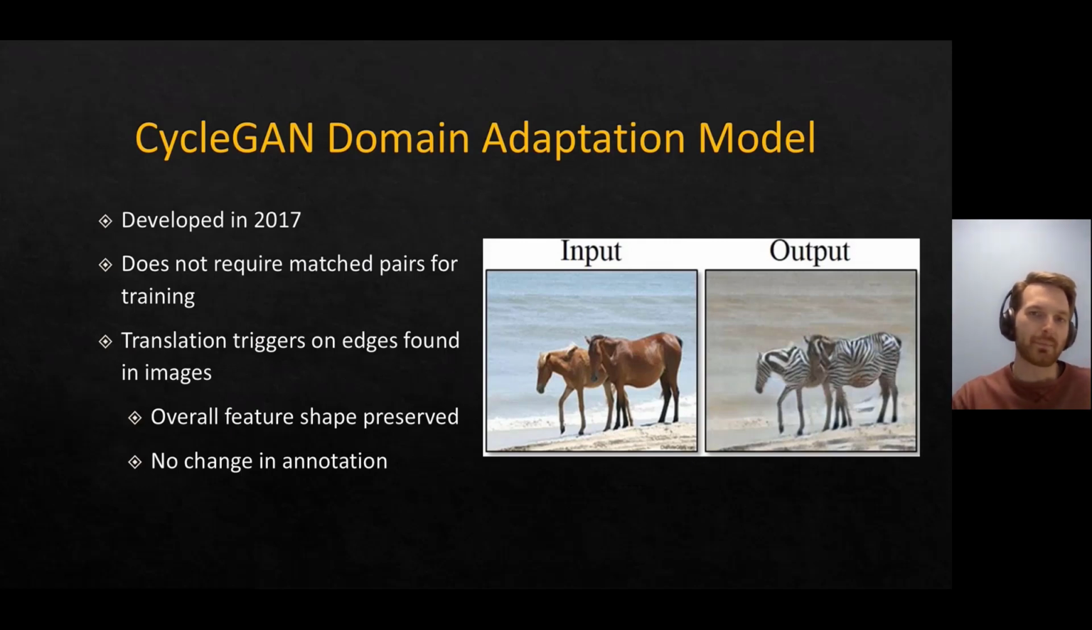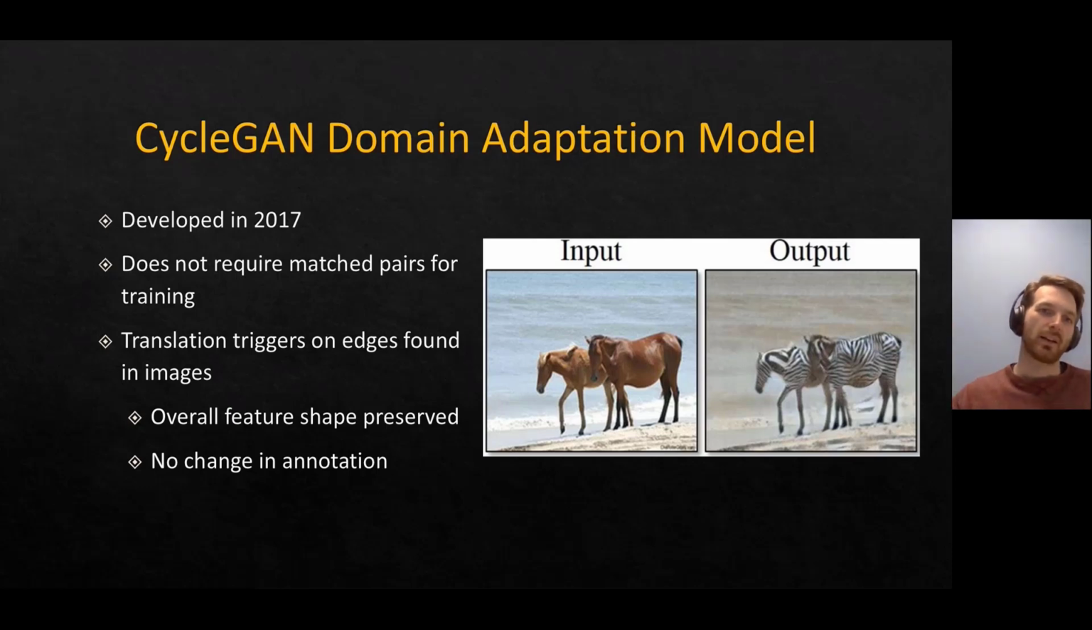So the domain adaptation model we use is the CycleGAN approach. That was developed in 2017. It's kind of the OG domain adaptation model that hit the scene about 5 years ago. And what's great about this approach is that it doesn't require matched pairs for training. So you can take a representative sample of real data and train it to create an adaptation of your synthetic data, even though it's not an exact representation of those same features that are found within the real images.